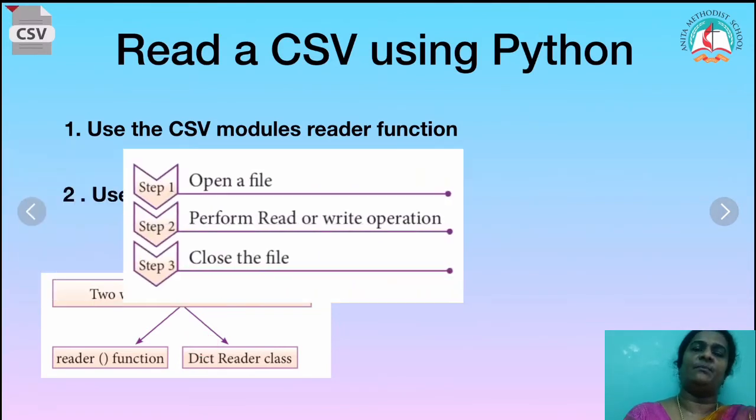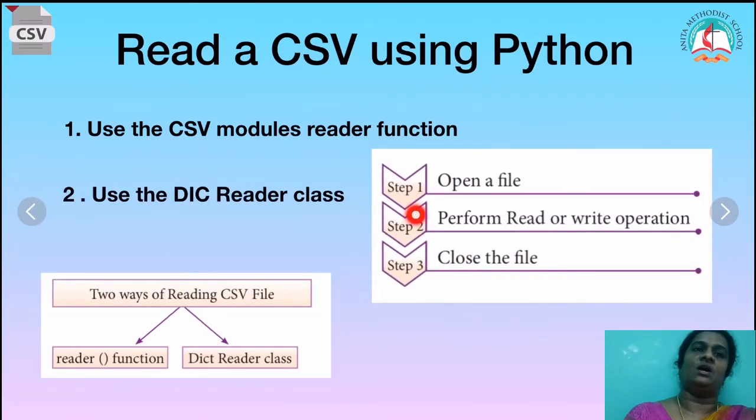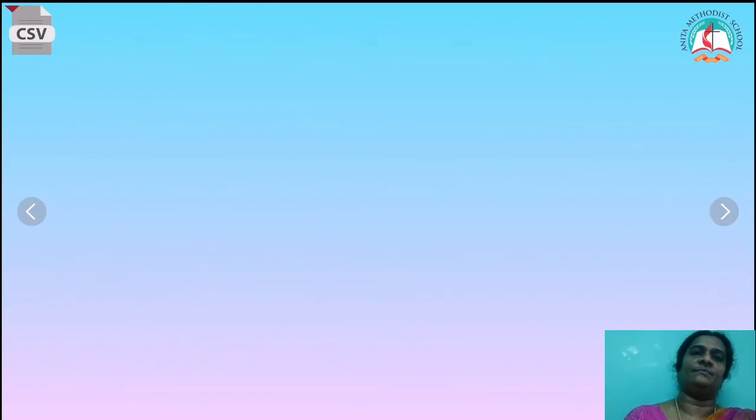And what are the three important things we are going to see? How to open a file, how to perform read-write operations, and how to close a file. Open, perform read-write, and then close. Let's see what the next important thing is.